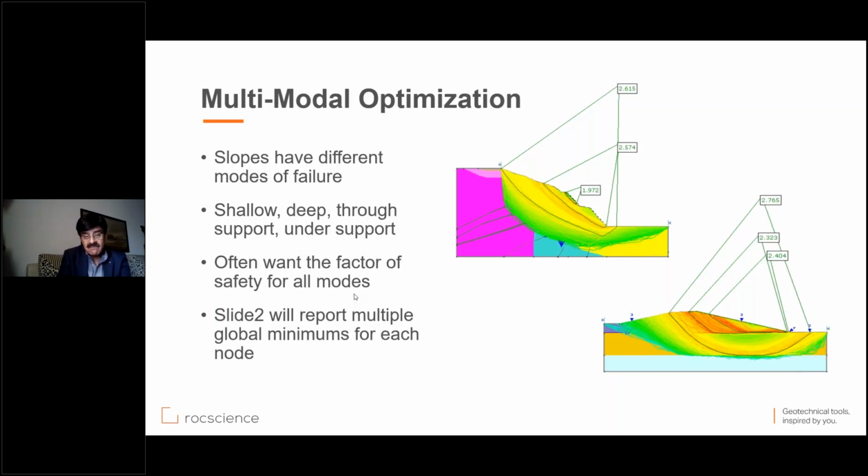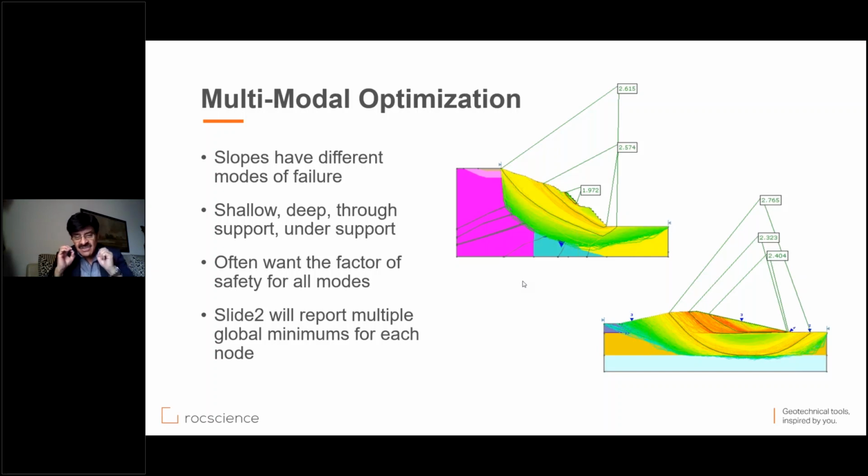So multimodal optimization. When you talk about the factor of safety map, it gives you a good indication of low factor of safety regions, but doesn't give you the lowest factor of safety in that sense. While you can get the global minimum, the lowest factor of safety, in a slope you could have different modes of failure. For example, you can have a deep failure, a shallow failure, a failure going beneath the support, or a failure going through the support.